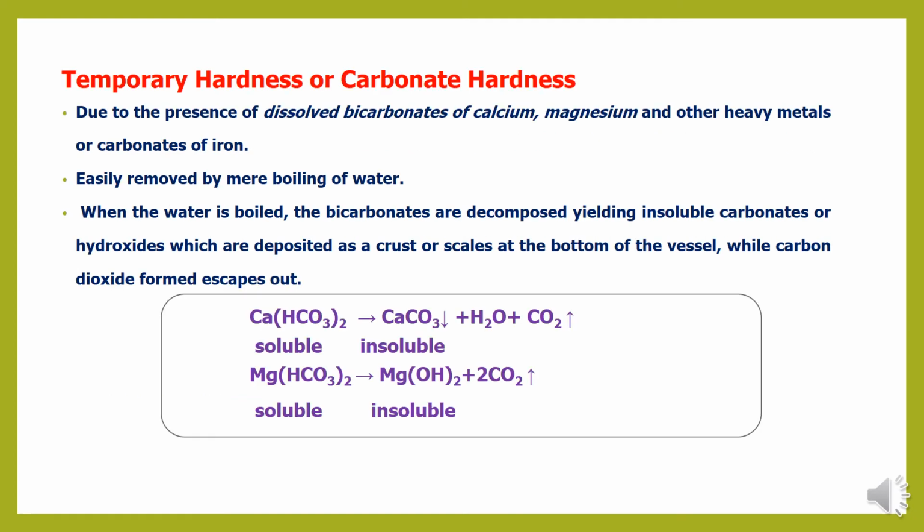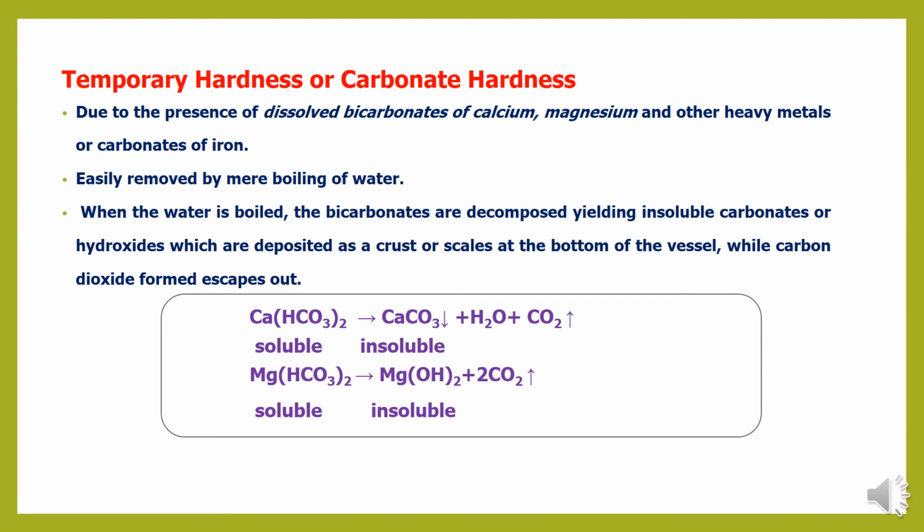Let us move on to the first heading, temporary hardness, which is also called carbonate hardness. Temporary hardness is basically due to the presence of dissolved bicarbonates of calcium, magnesium, heavy metals or bicarbonates of iron. Now, this temporary hardness can be well removed by simply boiling water. One of the simplest methods by which water treatment can be performed is boiling.